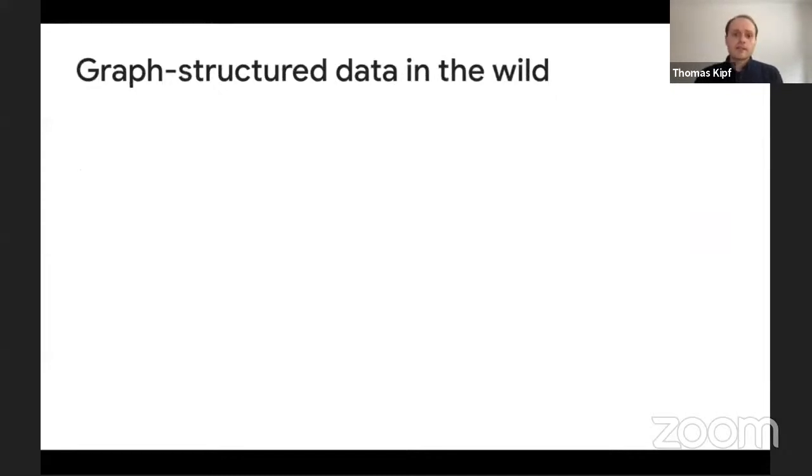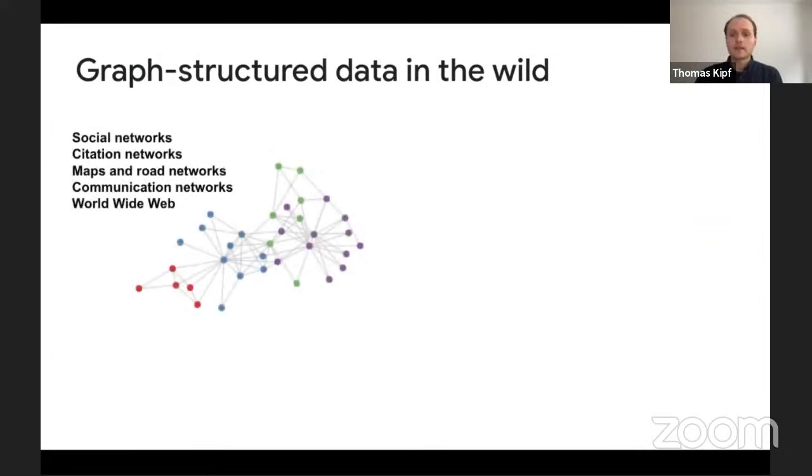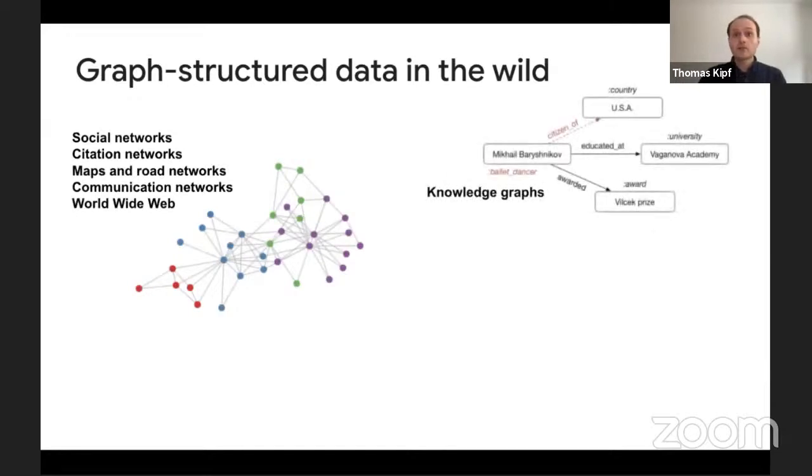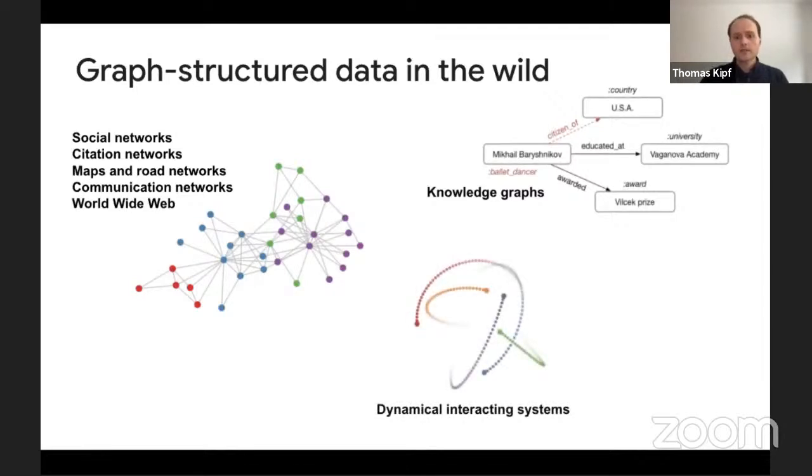It comes as no surprise that graph structured data in the wild is very prevalent. You have social networks, citation networks. You can also represent maps and road networks effectively as entities and relations, road segments between intersections and so forth. But also communication networks, the World Wide Web, knowledge graphs where you have typed relationships with certain relation types and directional relations like citizen of, educated at, and so forth. You can also represent dynamical interacting systems, physical systems, biological systems like protein interaction networks, and so much more in the form of a graph.